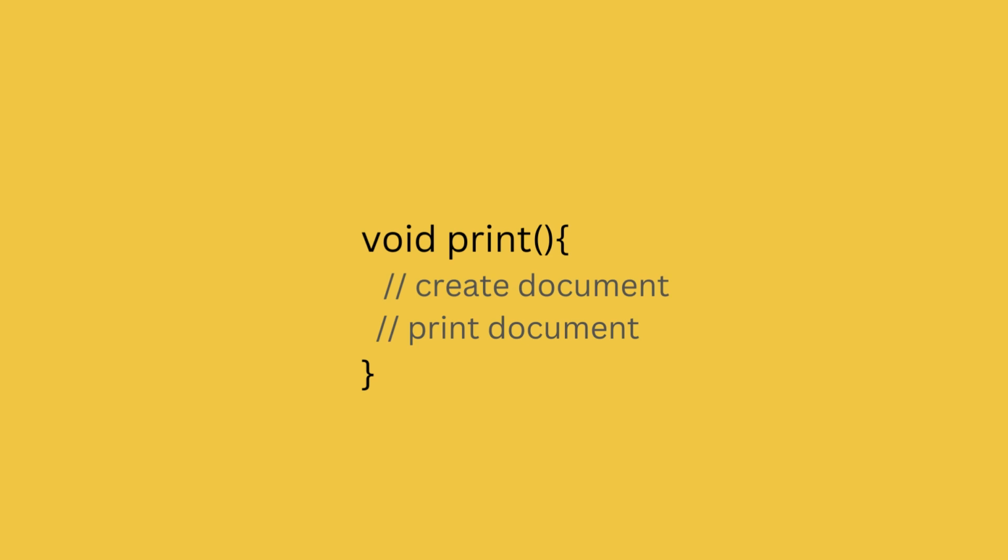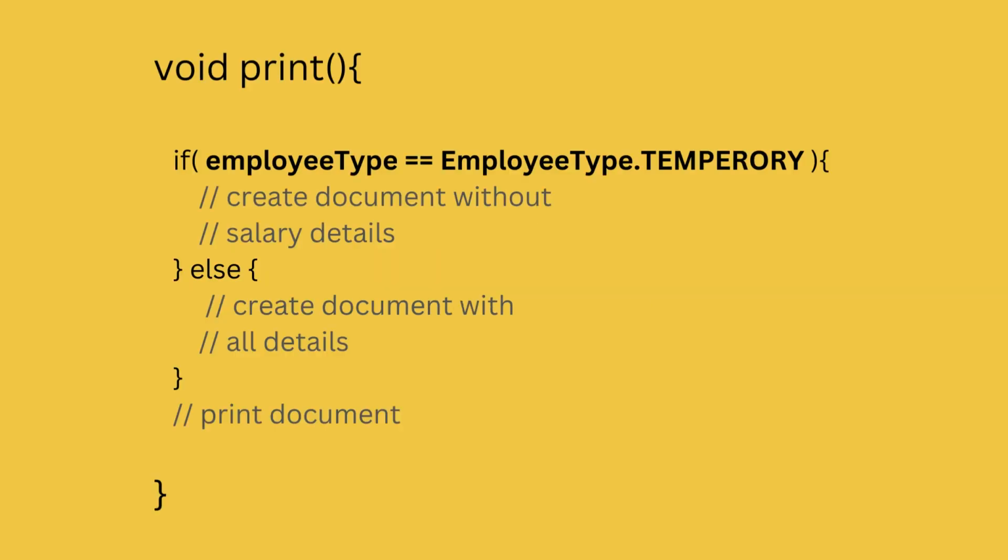For example, consider a print method. So what this print method does is, it prepares a document with the employee details and uses a printer service to print the generated document. Initially, both the HR and the payroll department were using this method and everything was working fine until the HR department had a new requirement where the salary information of temporary employees need not be displayed in the document.